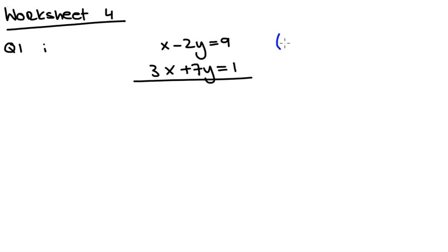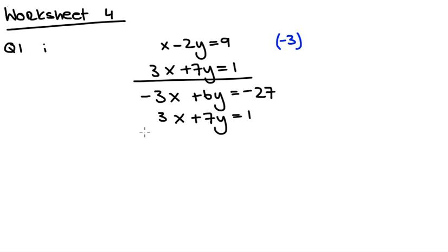To do this, I'm going to multiply the top line by minus 3. So when I multiply minus 3 by the top row, I get minus 3x plus 6y is equal to minus 27. And the bottom row is just staying the same. So this will cancel now because minus 3x plus 3x gives me 0. That's always what I'm aiming for.